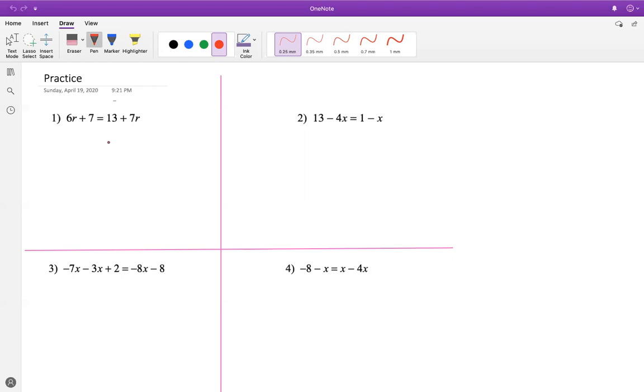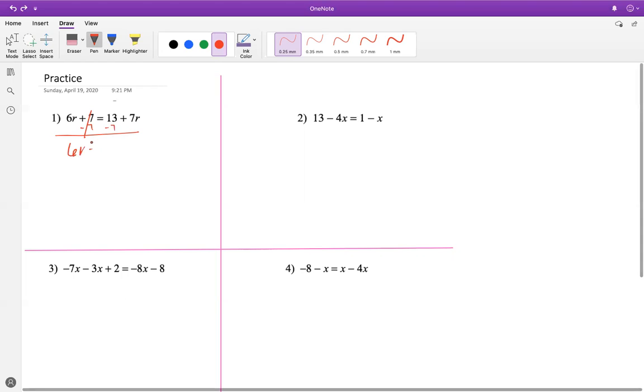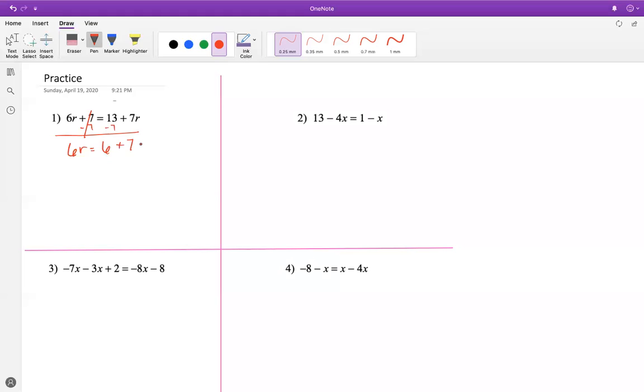And I'm just going to start off with subtracting off the 7 from the 13. Those are going to cancel. I'm left with 6r equals... 6r equals 13 minus 7, which is 6 plus 7r.